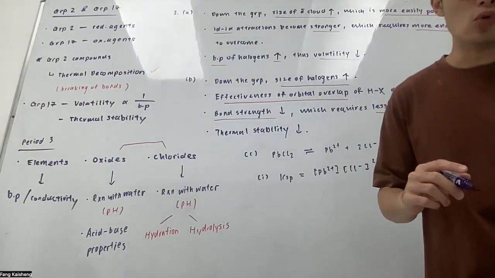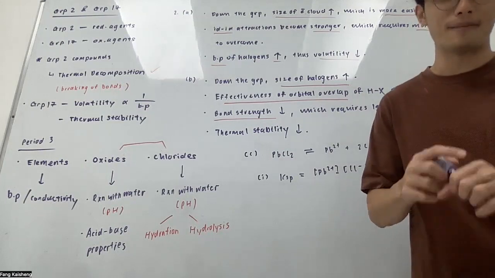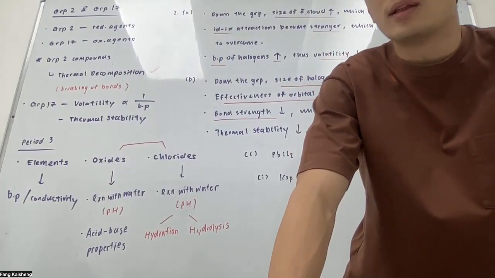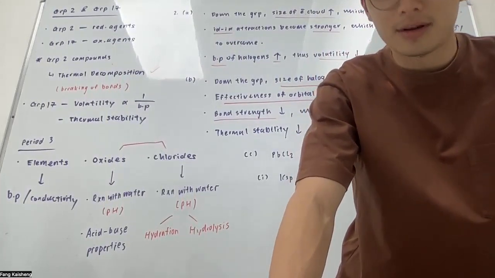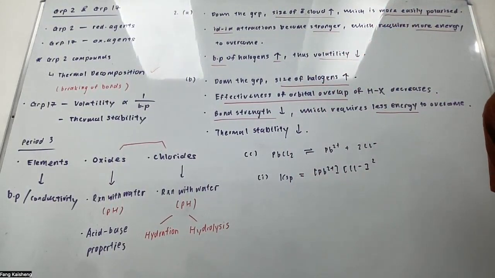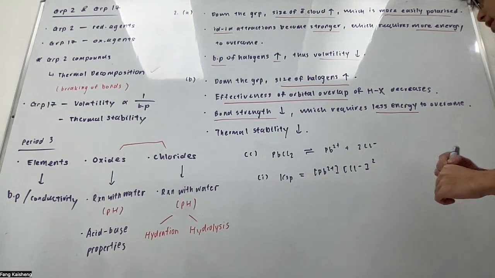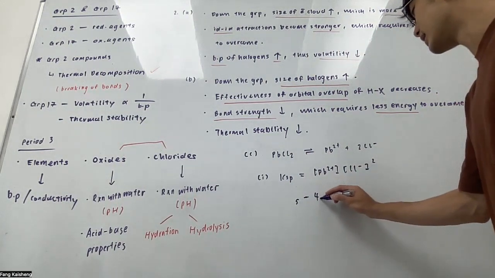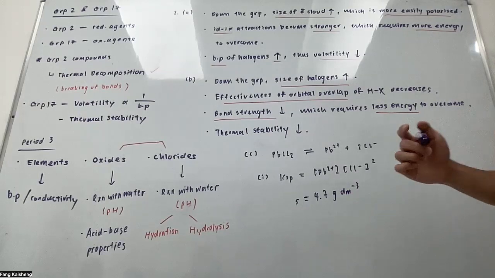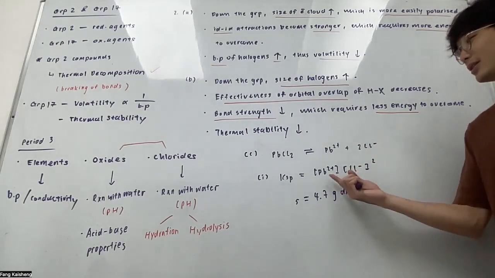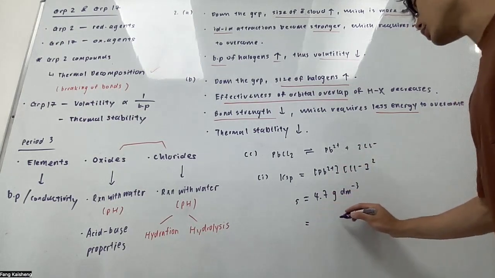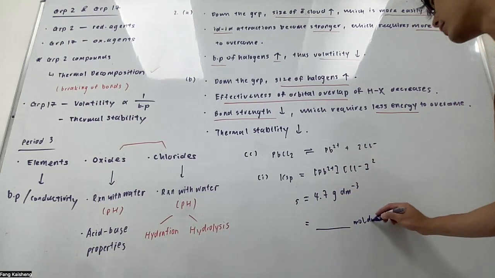And then we look at part two, where they ask us to calculate the solubility product, and to use relevant data from the table. Perhaps you can just tell me what data we are supposed to pick out from the table? Okay, so they gave us the solubility of PbCl2, which is 4.7 grams per dm cube. Guys, do we ever want to calculate in grams per dm cube? This concentration is in mole per dm cube, right? I'm sure you know how to convert this into mole per dm cube. Go and give that a try yourself.